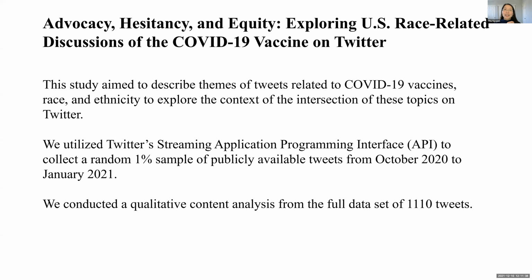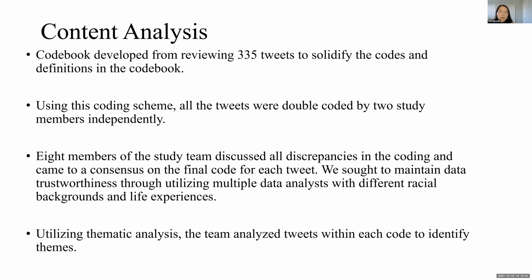During the pandemic, we also saw, of course, the development and the role of the COVID-19 vaccines. And there are important intersections between race and racism and vaccine rollout. So this is a fully qualitative paper looking at a random sample of 1,110 tweets, looking at how people are talking about race and racism and COVID-19 vaccines. For the content analysis, we developed a codebook by reviewing about 335 tweets, and then we used this coding scheme to double code all the tweets. Then 8 members of the team got together to discuss any discrepancies and come to consensus on the final code. We then conducted the thematic analysis within each code.